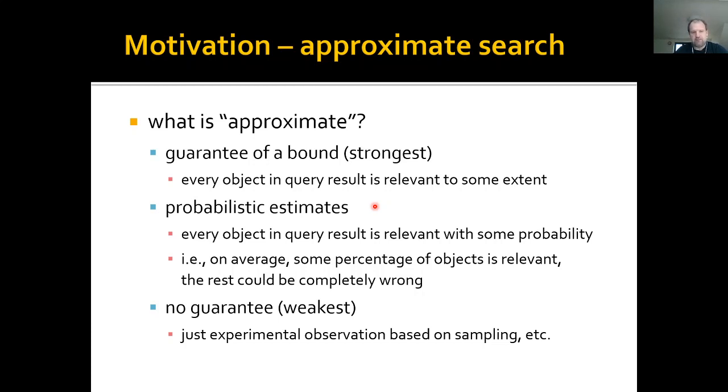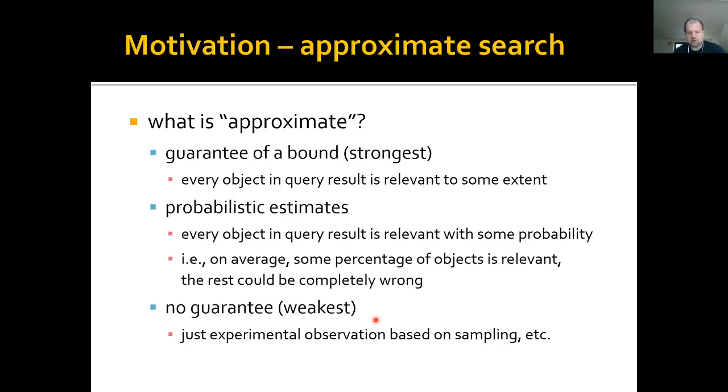So that is the classic probabilistic guarantee, and of course we could have also no guarantee, which is weakest. We don't have any model of the error, and we just experimentally observe the results of the methods, and just after a number of experimental observations we can formulate some estimates of the error, but we don't have any underlying theory for this.